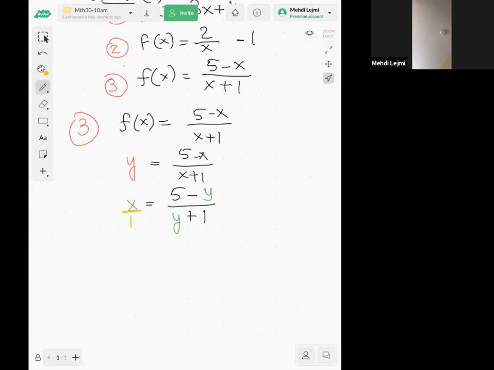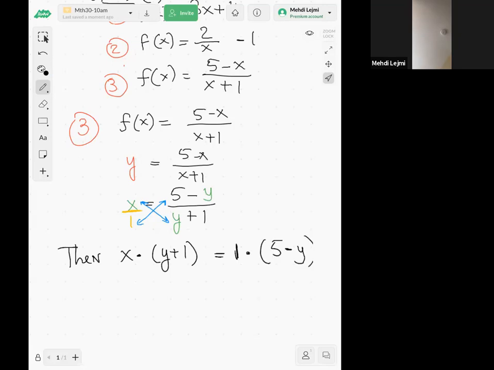So what we can do here is cross multiply. When you have 2 equal fractions and you cross multiply, it will be equal. So here, if you cross multiply, x times y plus 1 is going to be equal to 1 times 5 minus y.